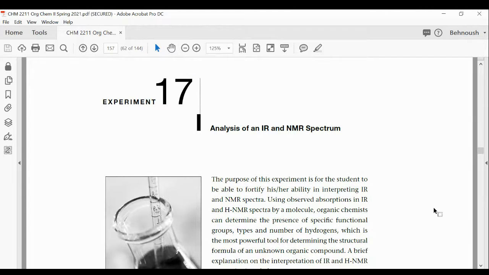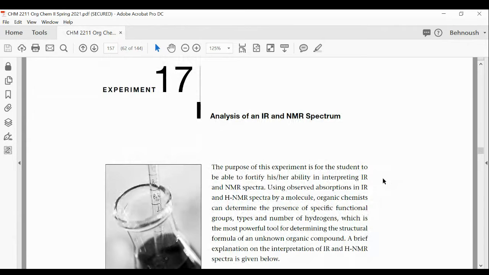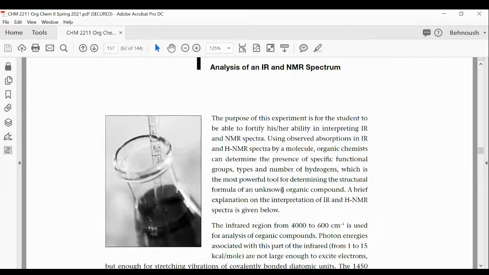It's an introduction to IR and NMR, and experiment 18 is the use of physical properties to start the identification of an unknown. I don't even pretend to cover IR and NMR in one chapter, one setting, one experiment, but this is just an introduction, trying to see how we are using IR in our experiments.